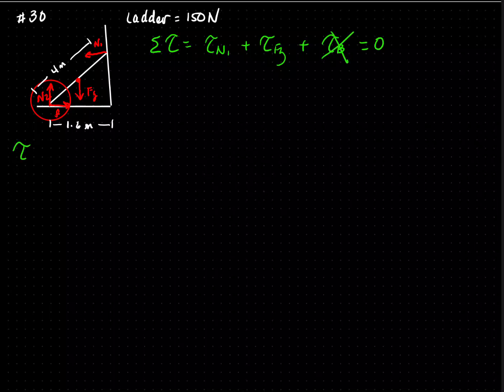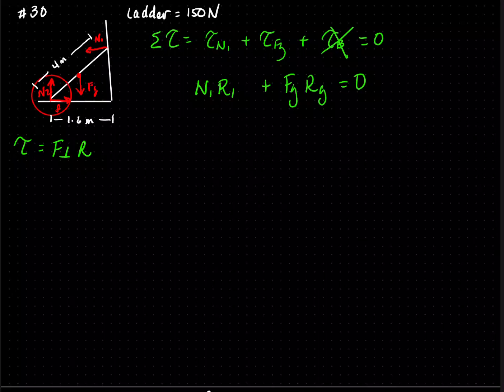Why? Remember, torque is equal to force times perpendicular R. R is the distance from the pivot point. Since the bottom is the pivot point, R is equal to 0, so anything times 0 is 0. So we have 2 torques. This is equal to N1 R1 plus Fg Rg. This has to equal 0.